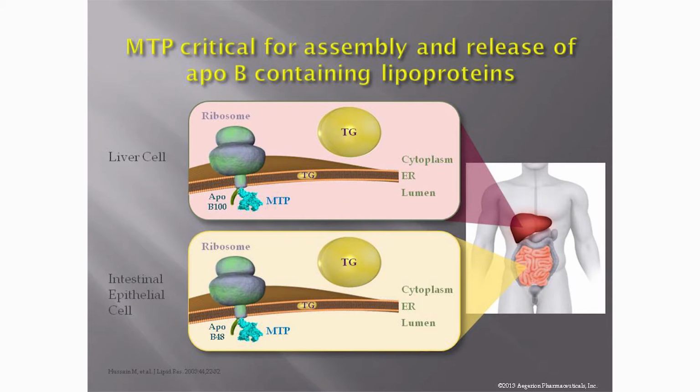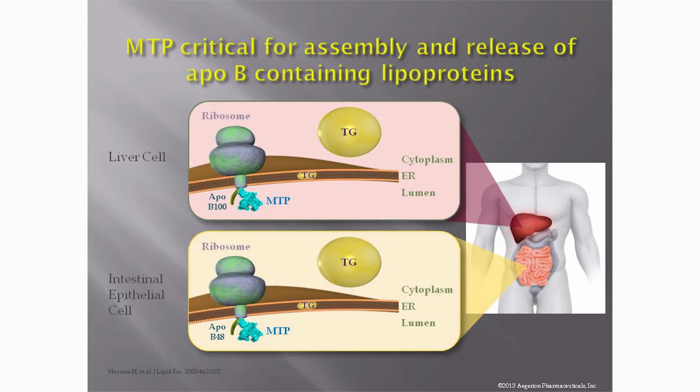So this next slide takes us through MTP, which is microsomal triglyceride transfer protein, and the inhibition of that. And we see that MTP is critical for the assembly and release of ApoB-containing lipoproteins. And we see how this works. So we have a liver cell, and we have an intestinal epithelial cell. And this is occurring at the endoplasmic reticulum, specifically the rough endoplasmic reticulum, which is the one that has ribosomes on it, and that's what makes it rough. And that's where we build proteins.